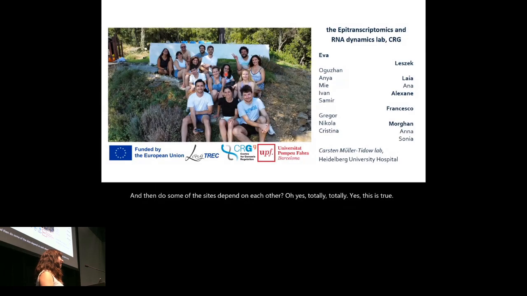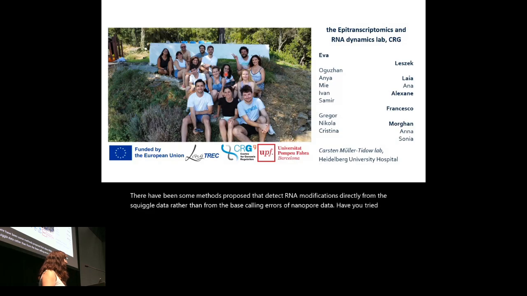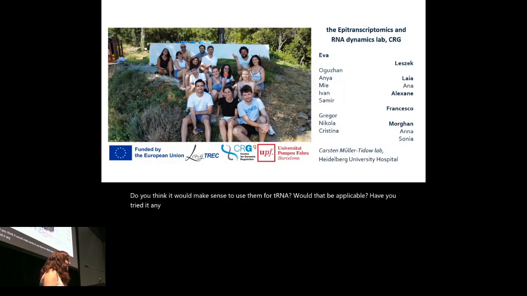Hi, thank you. There have been some methods proposed that detect RNA modifications directly from the squiggle data rather than from the base calling errors of nanopore data. Have you tried those or do you think it would make sense to use them for tRNA? Would that be applicable? Have you tried it? Any opinions? This is a fantastic question.